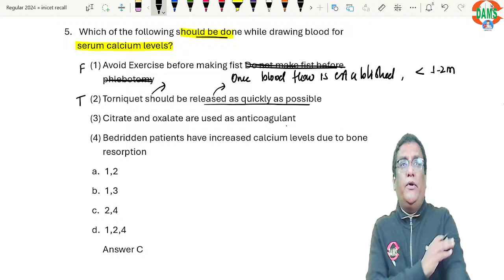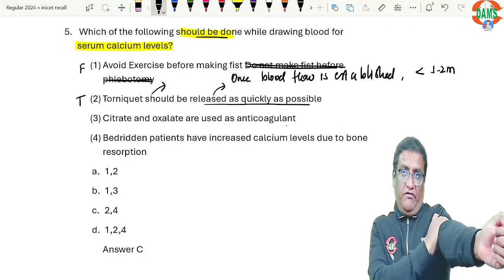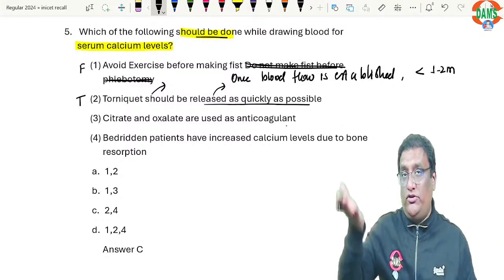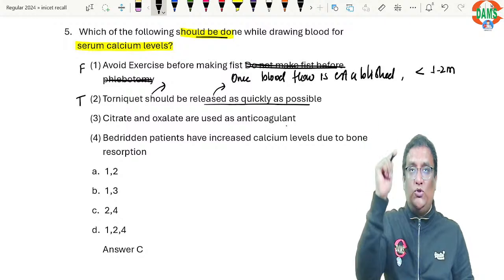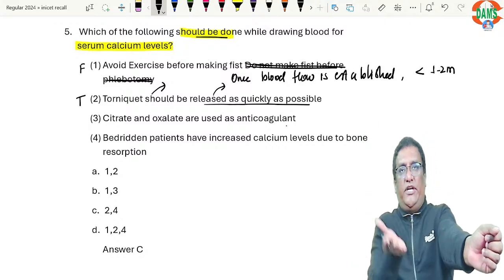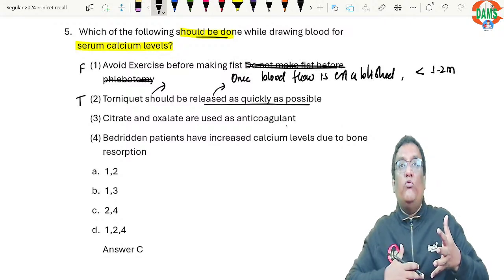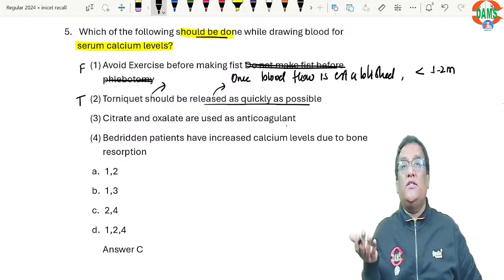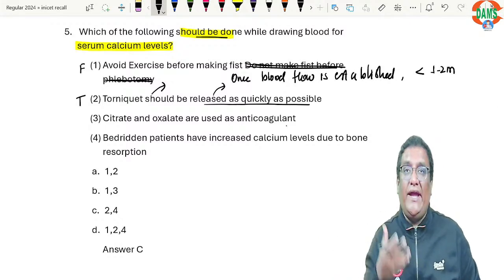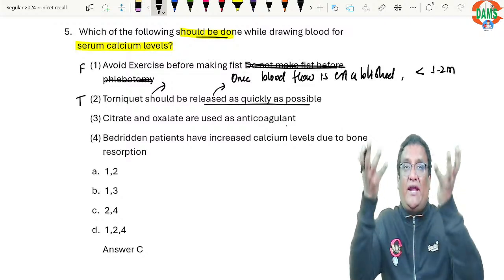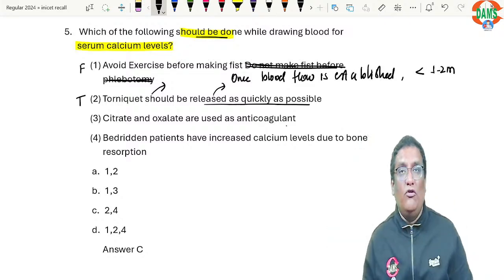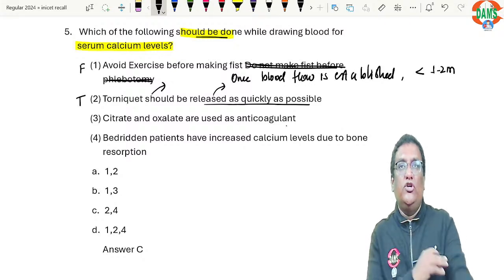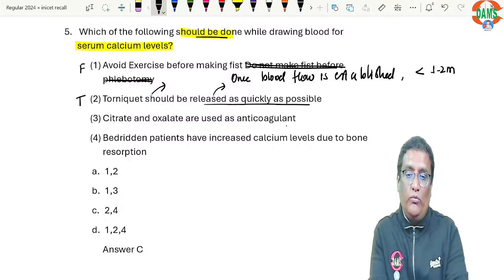Why is it important? Because the longer you tie the tourniquet, when you have compressed the veins, there will be congestion happening here. Because of congestion, hydrostatic pressure increases. Once the hydrostatic pressure increases, water starts moving out. If water starts moving out, the concentration of electrolytes, blood sugar, etc., will start rising, obviously, because water is moving out of the vessel, and that is why you can end up having abnormal values. So remember, you have to release the tourniquet within 1 to 2 minutes only.